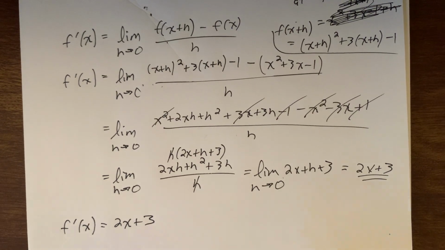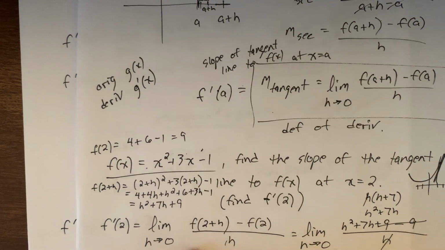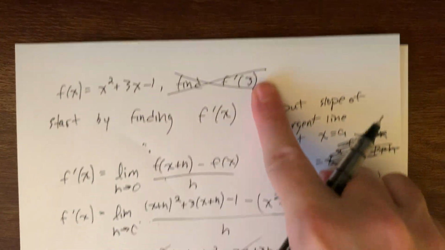So now, instead of doing all of this work over and over again as we get different values for a, well, this is what we did when a was 2. But now when a is 3, we've got to start all over again.